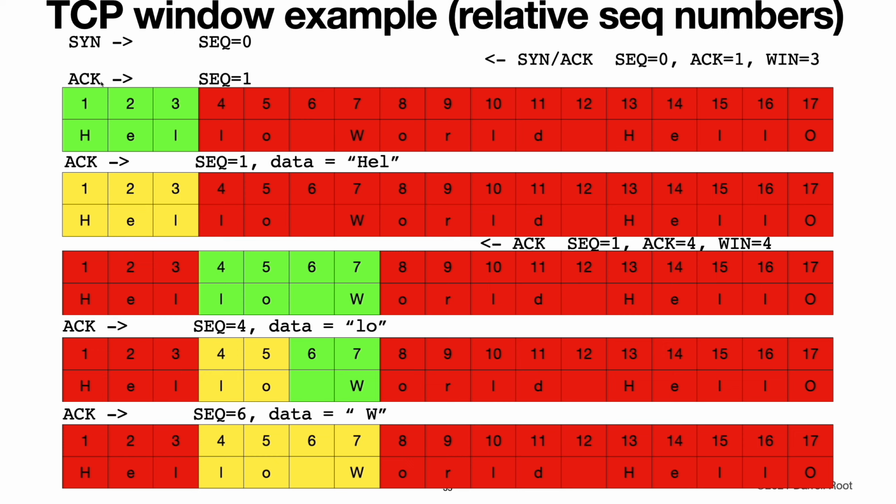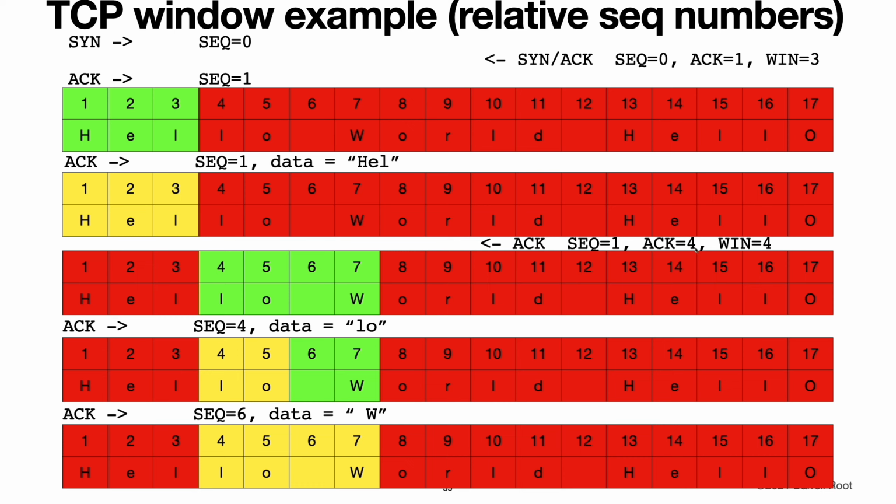We acknowledge the SYN ACK with our own sequence number 1, and then after that, here's our window. So we're allowed to send bytes 1, 2, and 3 because the other side acknowledged 1, which means that's the first byte that they will accept, and their window is 3. Let's say we send 3 bytes of data, HEL. At this point, our window has not advanced because nothing has been acknowledged from the other side yet. So our window is still bytes 1 through 3 inclusive. However, we've already sent that data, so we're going to mark it in yellow.